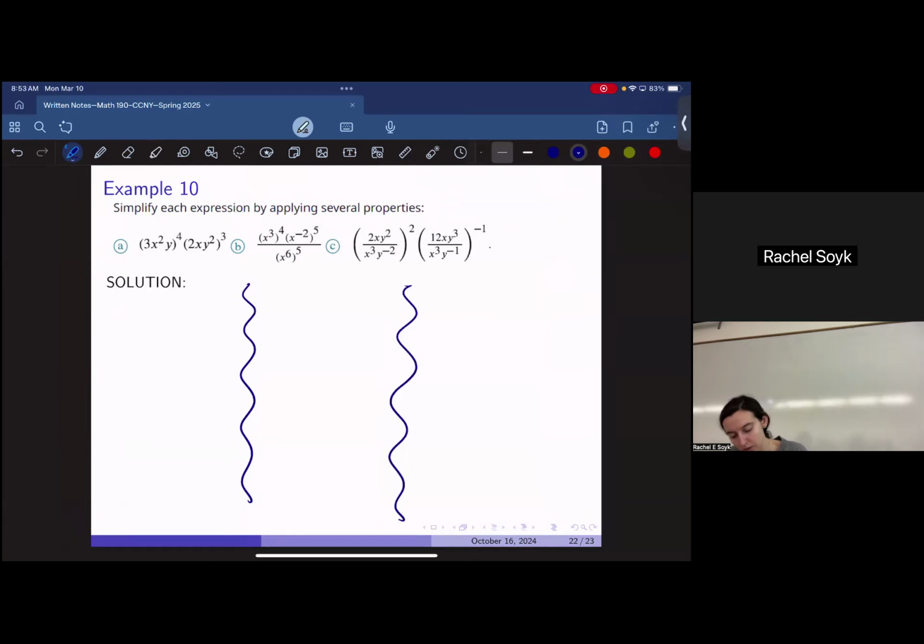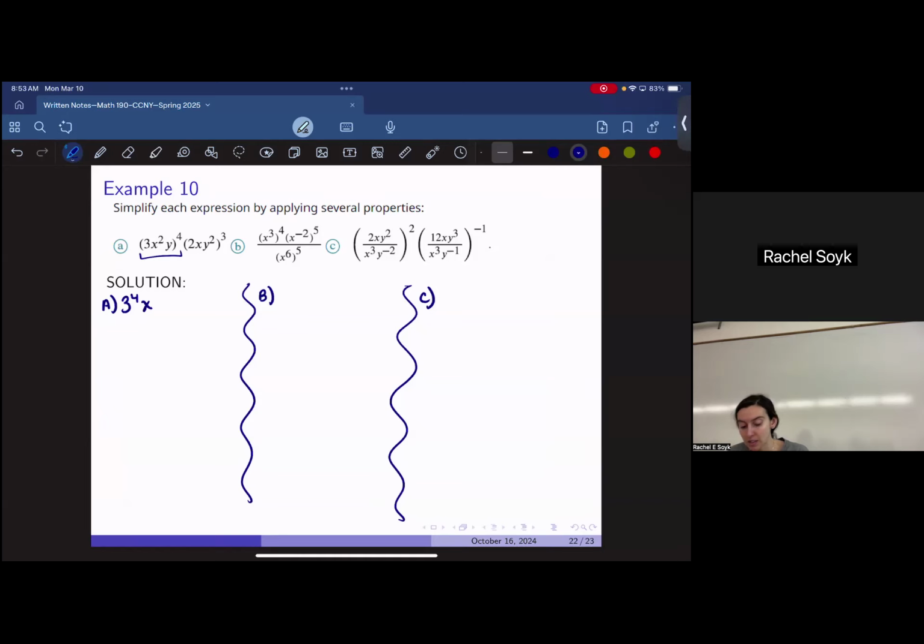Create columns for these three. So we want to take it step by step. The first term is being raised to the 4th power, so we need to distribute that 4 to each of our terms.